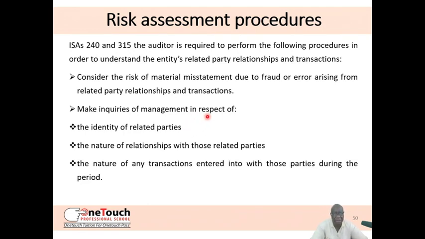1. Consider the risk of material misstatement due to fraud or error arising from related party relationships and transactions. That's your function. You must also make inquiries of management in respect of the identity of related parties. Have they identified related parties? If they have, then they should disclose transactions that went between them. Also the nature of the relationship with those related parties and the nature of any transaction entered into with those parties during the period.